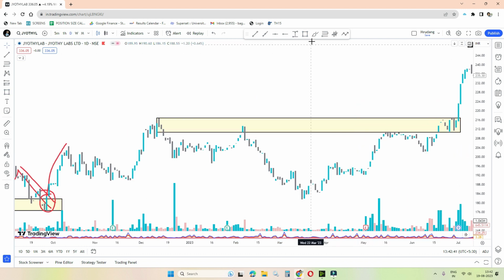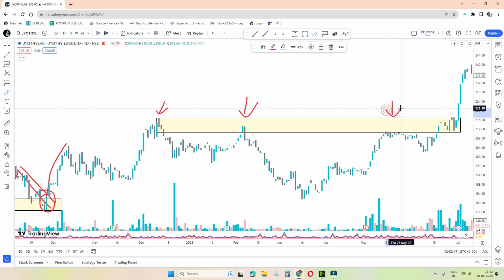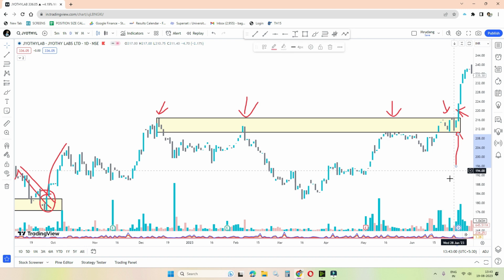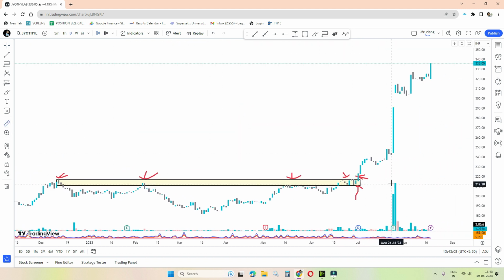I'm just drawing randomly, so you can see it tries to go up, falls down, goes up, falls down, goes up, falls down, goes up, falls down. Then here, see on this candle, volume is huge, the candle has a huge percentage change, almost 3%. Then the stock never came back to this zone.